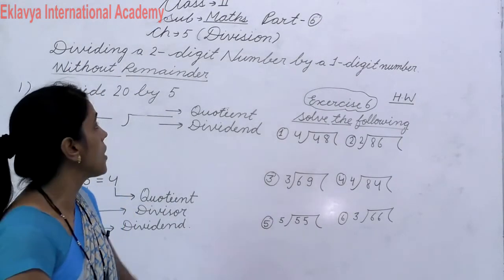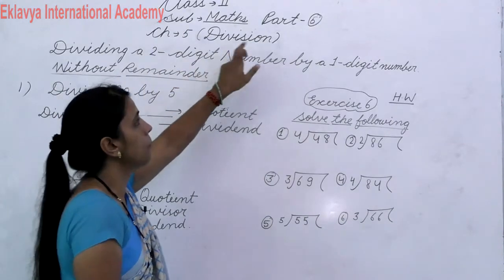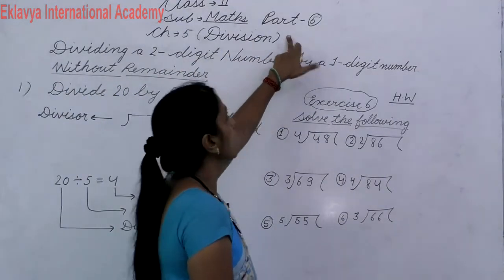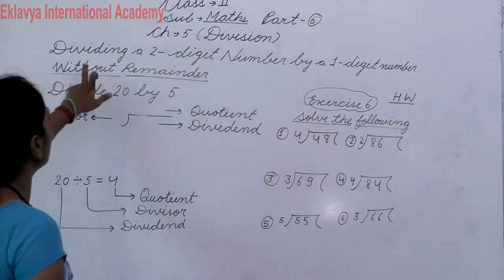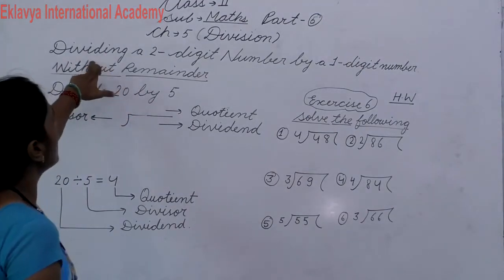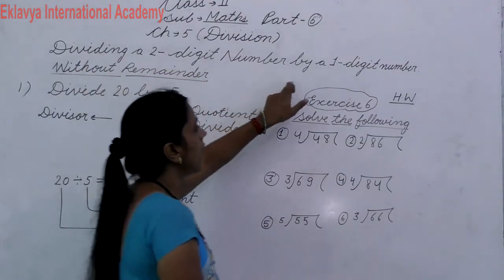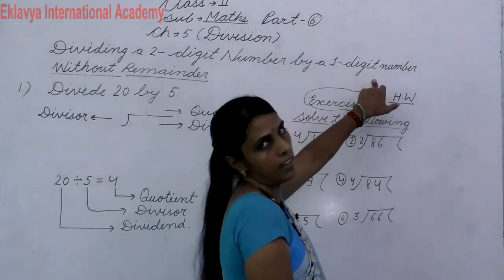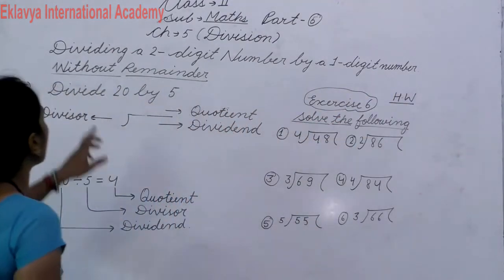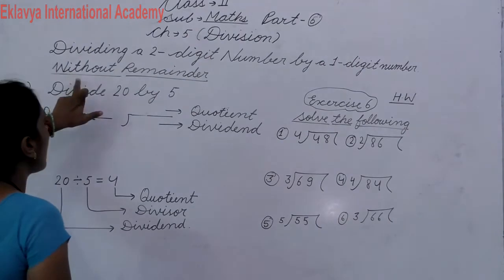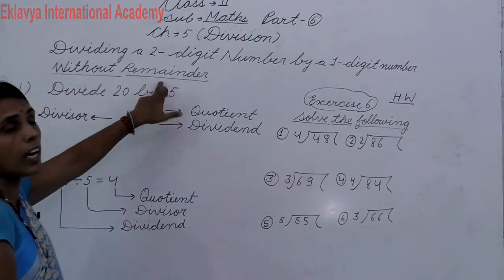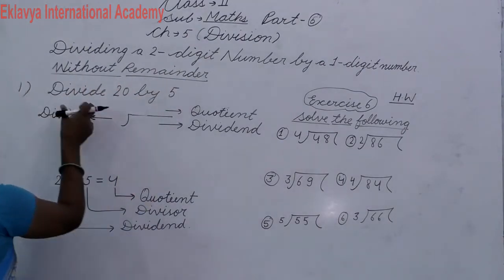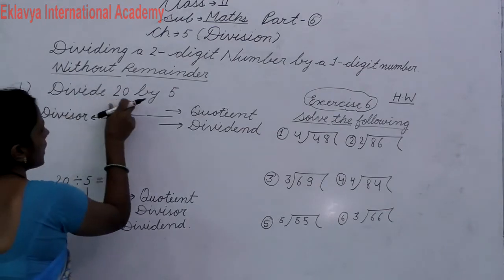Today we are going to start chapter 5, division part 5. Today we will read about dividing a two digit number by a one digit number. Today we will discuss division without remainder. So let's start. I have given an example here: divide 20 by 5.